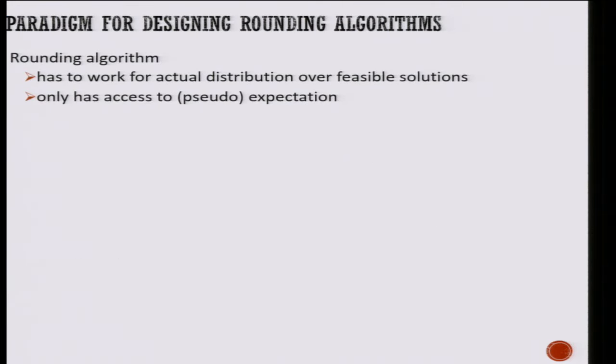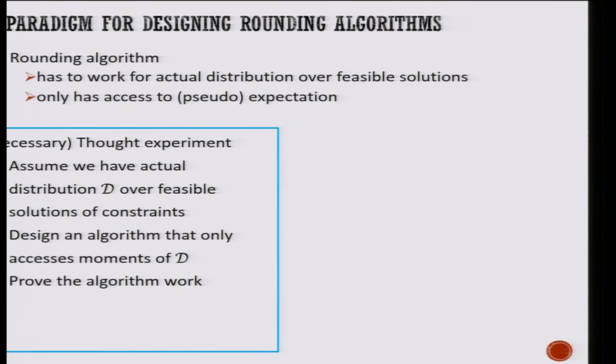Okay. The cool thing here is that for this kind of problem, we have this paradigm for designing rounding algorithms, a new paradigm proposed in the previous BKS paper. It starts with a very simple observation. A rounding algorithm has to work for the actual distribution, which is a mixture of the desired solutions. This is the nicest thing that you can encounter, right? The solution is just a mixture of the true, feasible solutions. And also, it only has access to pseudo-expectation. So these are the limitations of our rounding algorithm.